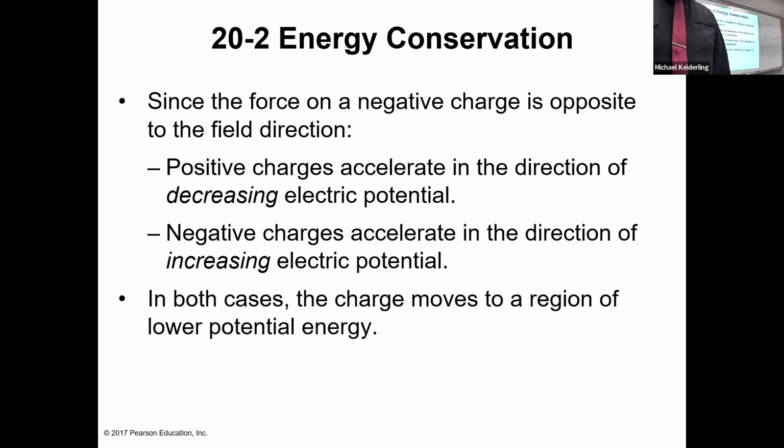Unfortunately, the charges that actually move around in circuits, for example, are negative. This means the actual electrons flowing through a circuit tend to be moving towards the higher voltage from the lower voltage. And in both cases, the charge moves to a region of lower potential energy. If you have a voltage difference and you release a positively charged particle and a negatively charged particle, the positively charged particle will go one way, the negatively charged particle will go the other way.